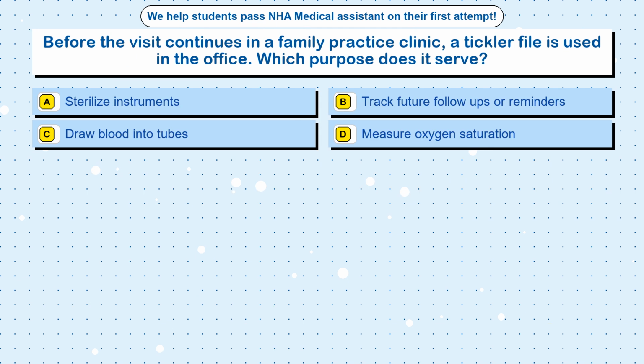Question 48. Before the visit continues in a family practice clinic, a tickler file is used in the office. Which purpose does it serve? Option A, sterilize instruments. Option B, track future follow-ups or reminders. Option C, draw blood into tubes. Option D, measure oxygen saturation.